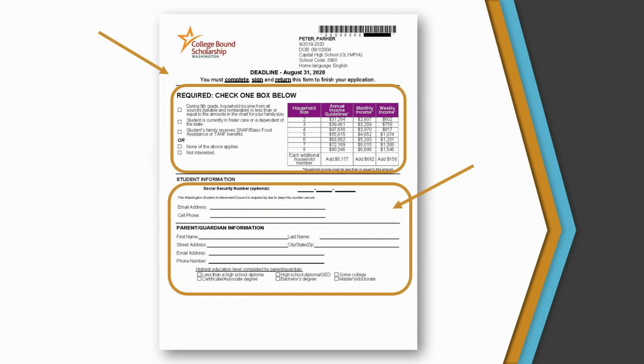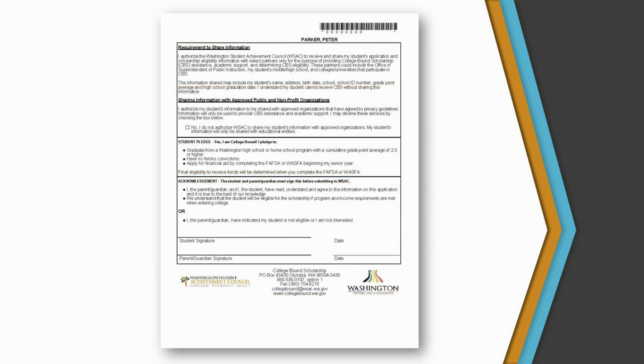Here you can see the required information for eligibility is listed on the top, and on the bottom there is a section for student information. This is important and crucial for us to have students complete this section to ensure that we have the most accurate and up-to-date contact information for the student. For page 2, it's required for the student and parent and guardian to sign.